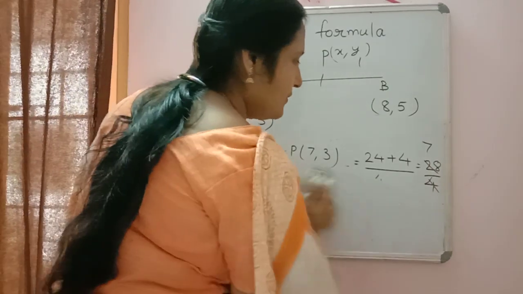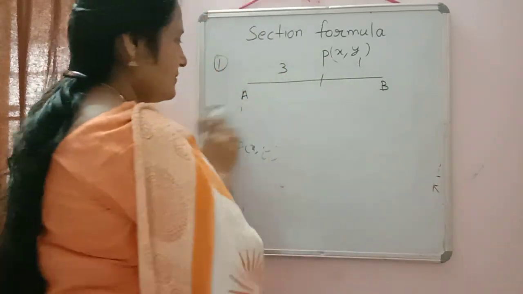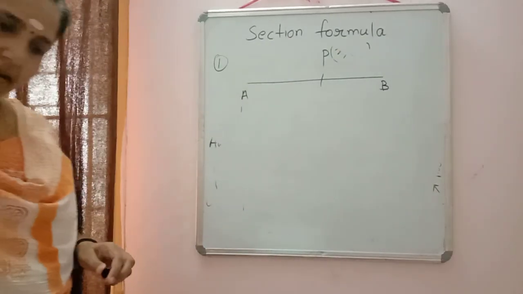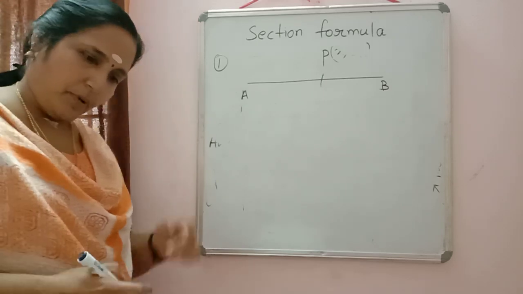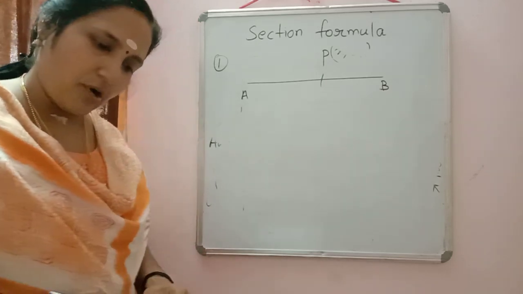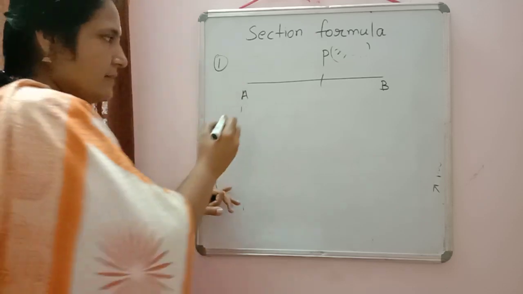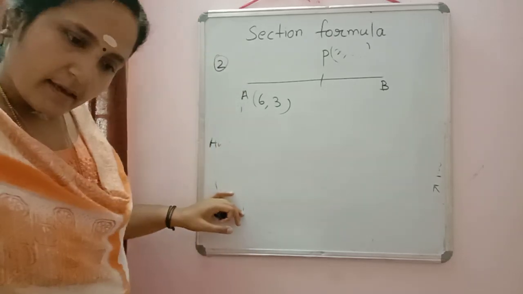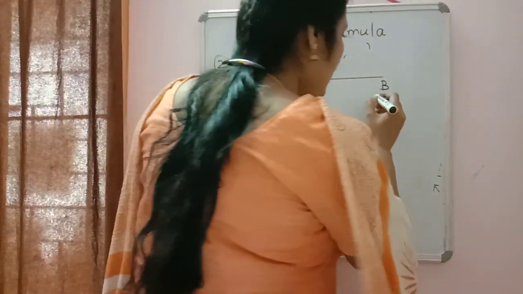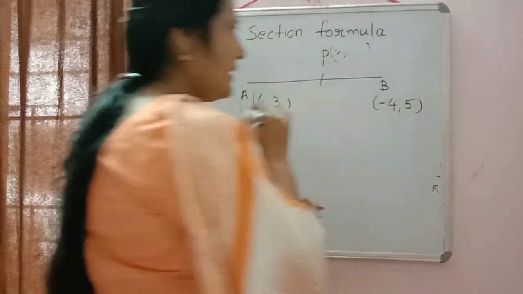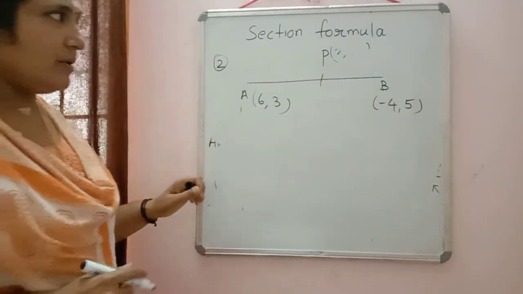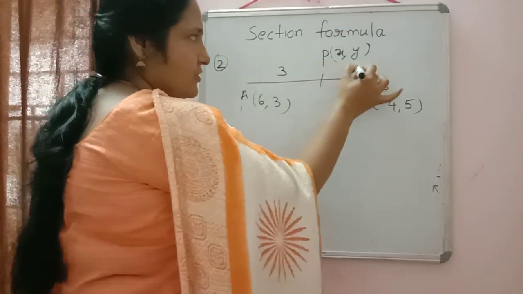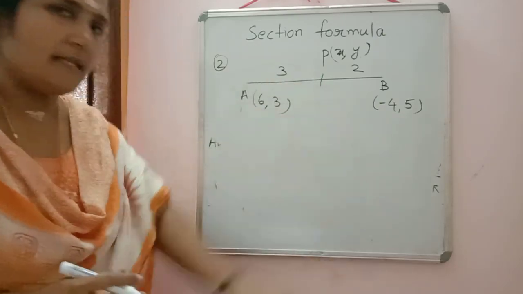Now one more question we will do. Another one is given. Find the coordinate of the point which divides the line segment joining the points 6, 3. So we will take A as (6, 3) and B as (-4, 5), in the ratio 3 is to 2. Everything is mentioned in the diagram there.